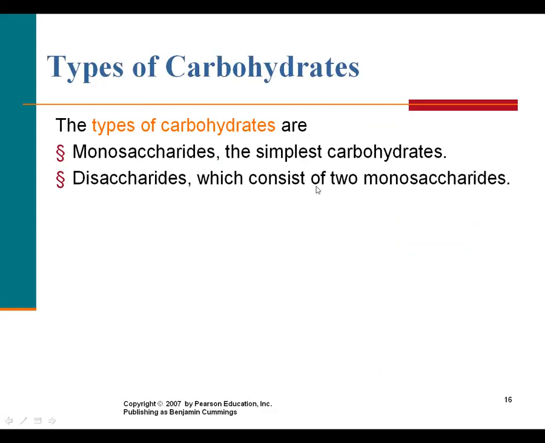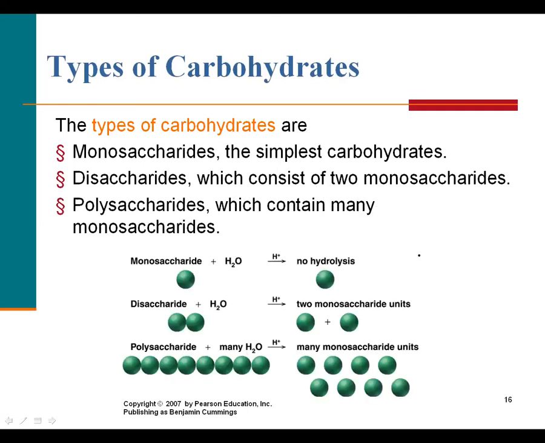Now, there are some different types of carbohydrates, and we're going to talk about each of these a little bit more specifically. There are monosaccharides, mono meaning one, so they're basically a simple carbohydrate. There are disaccharides, which consist of two monosaccharides that have been put together. A polysaccharide is the one that contains many individual repeating units of monosaccharides.